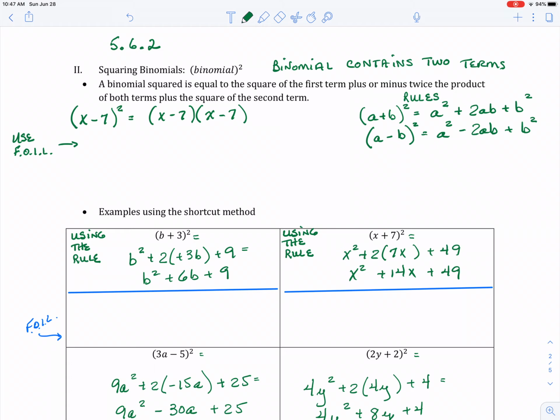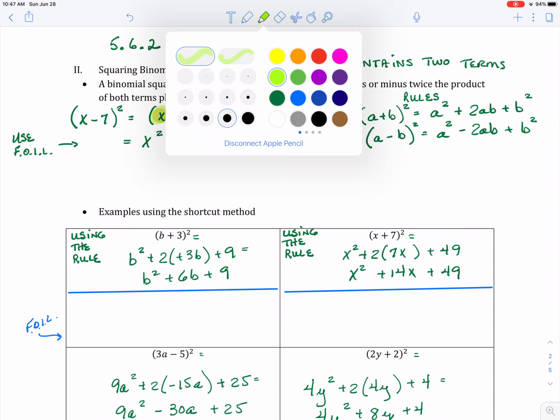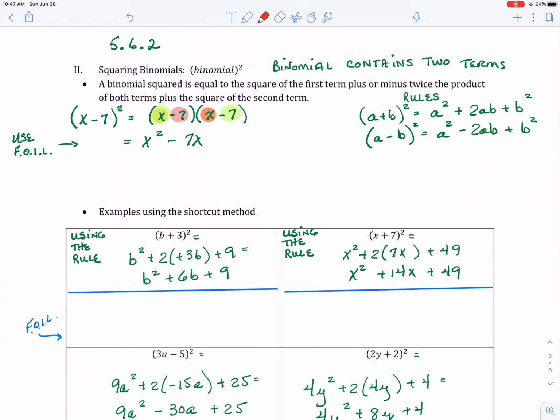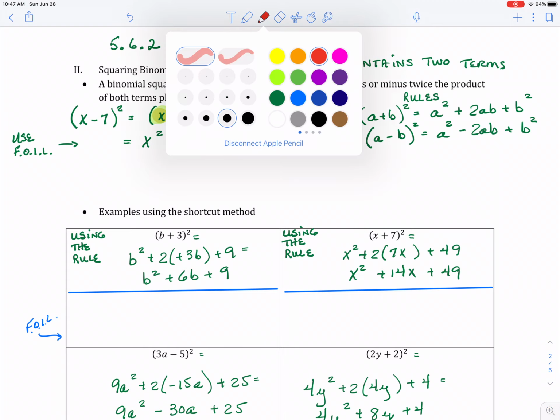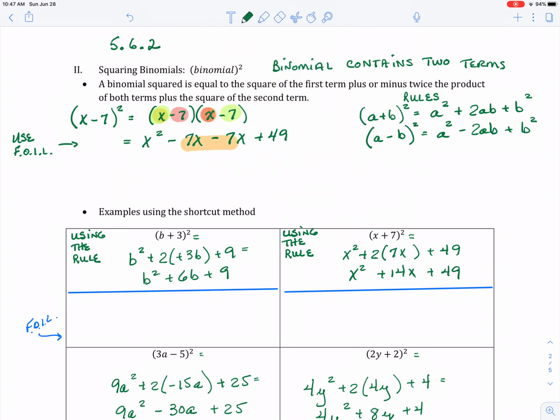So using FOIL, what we just finished practicing, I'll do first times first. Then I'll do outside, outer. And then I'll do inner. And then finally I'll do last times last. So that's the way it looks when you go through the FOIL process. First, outer, inner, last. And as we saw before, you can notice here that we have these two terms in the middle that need to be combined.